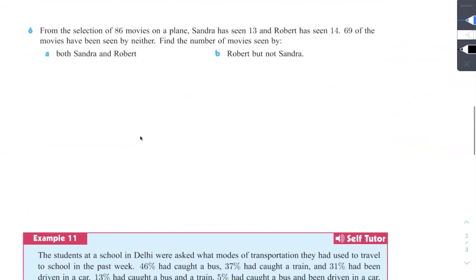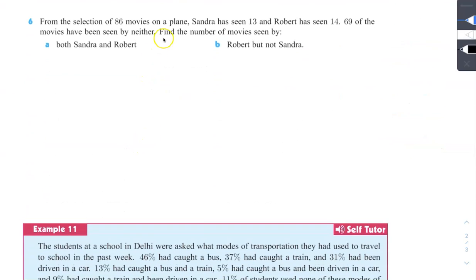Let's do another one. From the selection of 86 movies on a plane, Sandra has seen 13 and Robert has seen 14. 69 of the movies have been seen by neither. Find the movies seen by both Sandra and Robert but not Sandra. So let's do a Venn diagram.